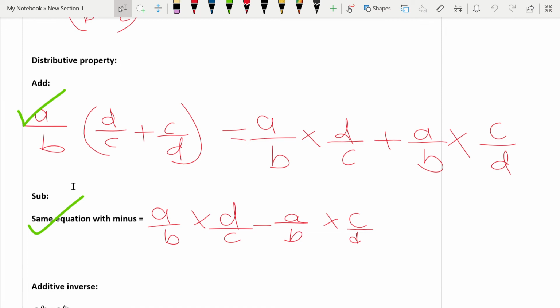Now addition in distributive property. Distributive property is that when you have a by b times brackets d by c plus c by d is equal to a by b times d by c plus a by b times c by d.